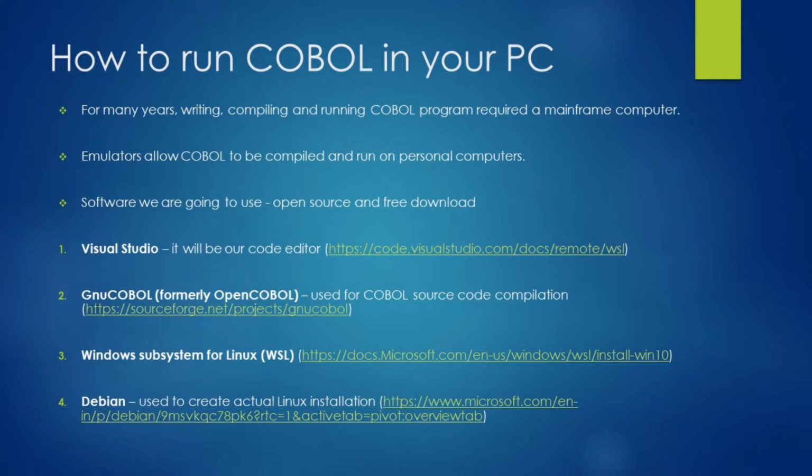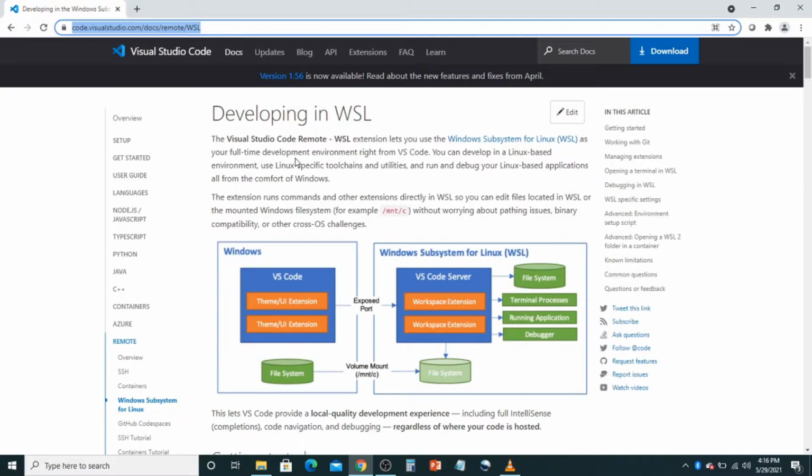This video is part of our series How to Run COBOL in your PC. In the last video, we installed WSL, Debian and GNU COBOL. Now the next step is to download VS Code and install it in our system.